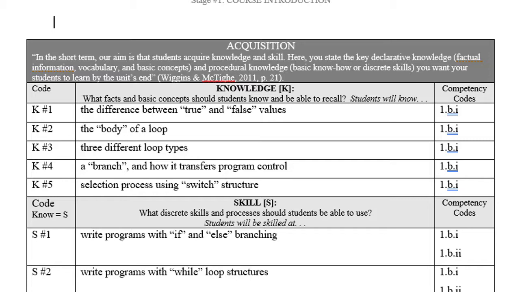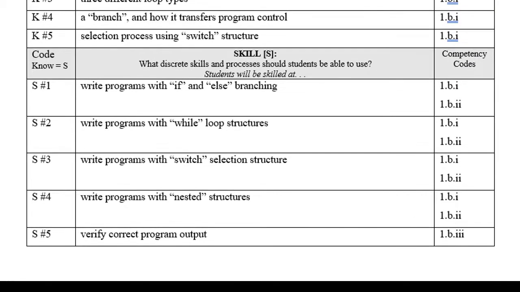The next type of acquisition goal is a skill. This involves a process or a procedure, doing something. Based on what they know, put it into action. These skills also list a corresponding competency code going back to the original professional organization.